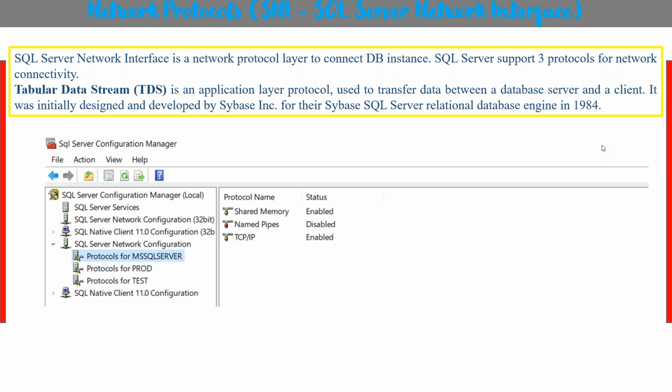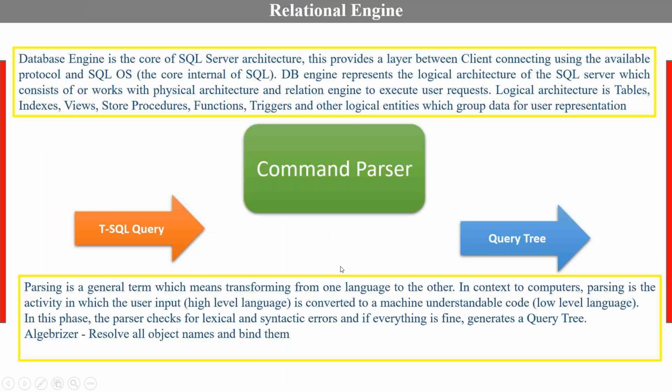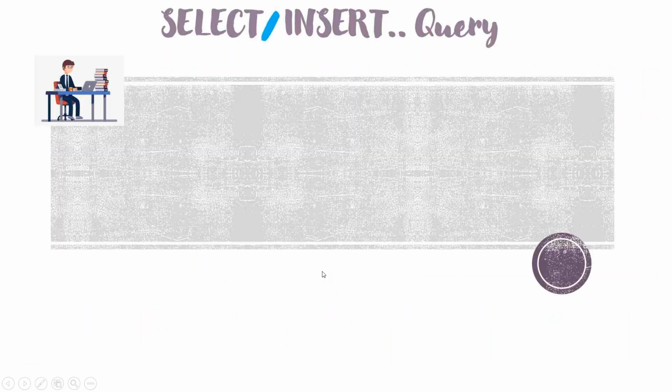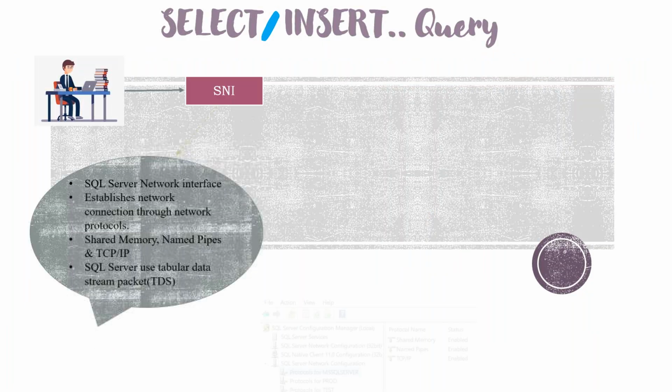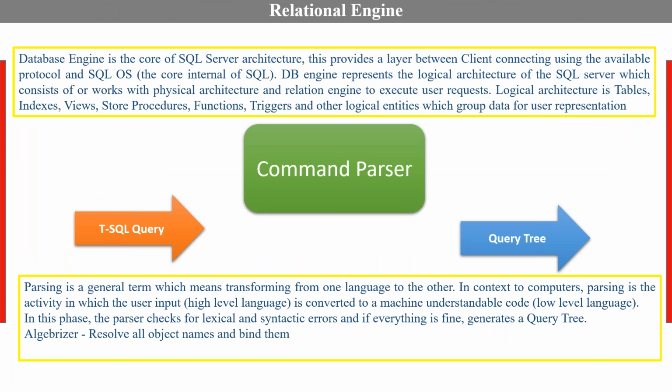Okay, so this is one layer in the architecture. Coming to the next layer, the next layer is nothing but the database engine layer. When you go to the database engine layer, it is processing transactions, queries, securities, everything. Your database engine is the core of SQL Server architecture. It's the core, sir. It's the heart.